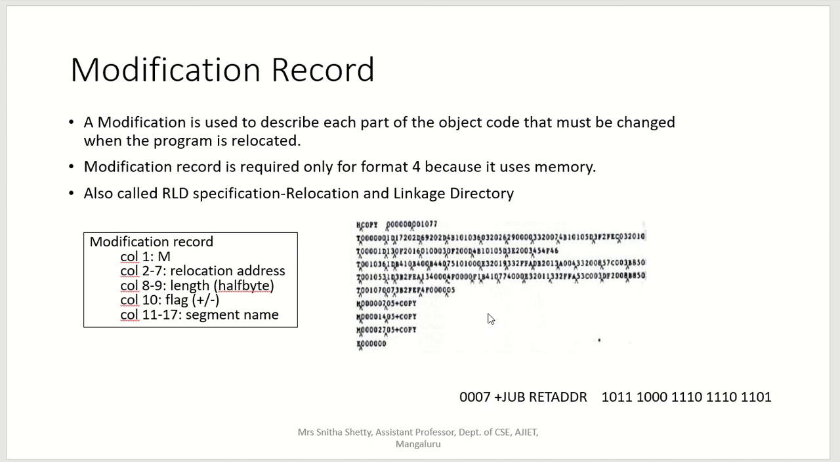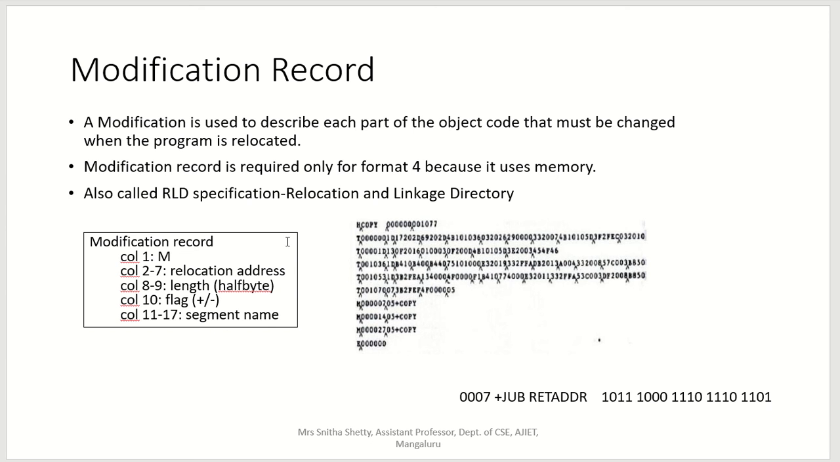So what the loader will do is load the program at 1000. So at that time 1000 plus 007, what happens? 1007. Assume the loader loads the program at 4000. So what happens is 4007. If the loader loads the program at 8000, this becomes 8007.